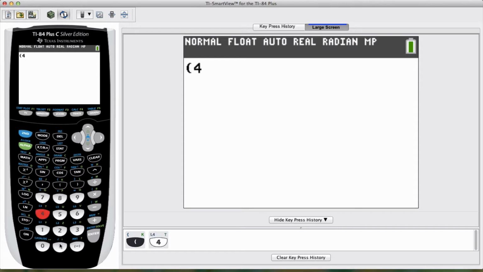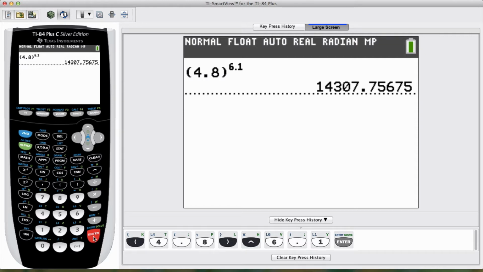I'm putting 4.8 in parentheses here, and then caret to the 6.1 power. So I end up getting an answer of 14,307.757 because it tells us to round 3 places after the decimal. Number 2 is a little bit different. It says 7 to the negative 2 pi power.